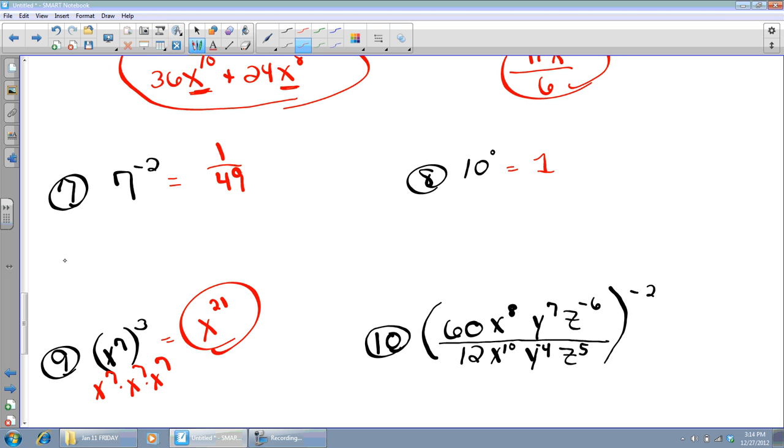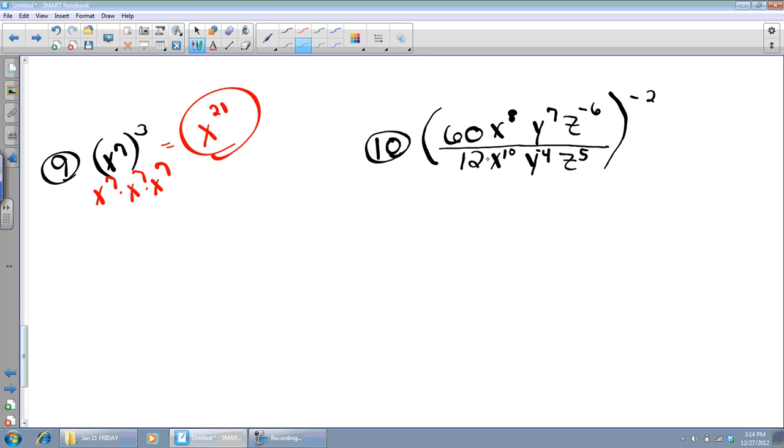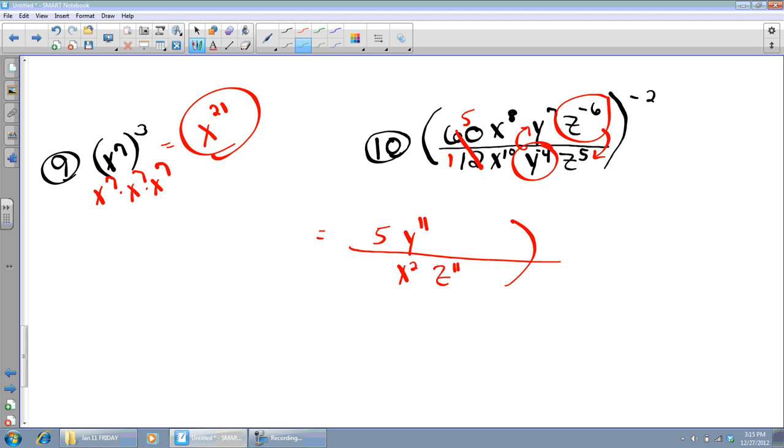Okay, now number 10, I have a problem like this. Simplify here. That's going to give me 5 over 1. So my new fraction is going to have a 5 in the numerator. X to the 8th over x to the 10th is going to be x to the negative 2nd, right? But then I'll take it downstairs. Okay, this guy's going to go upstairs. I'll have y to the 7 times y to the 4th. That'll be y to the 11th. This guy's going to go downstairs. Z to the 5th times z to the 6th, which will be z to the 11th. And then the whole thing is raised to the negative 2nd.